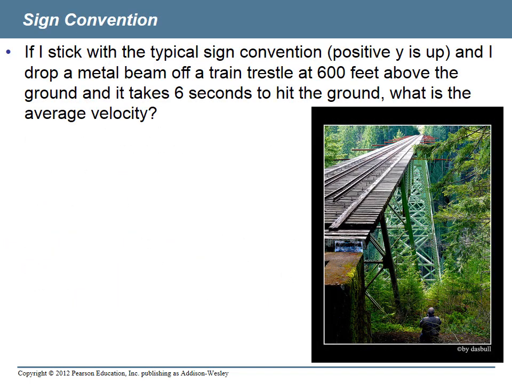If we were to stick with the typical sign convention, where positive y is the upward direction, and we were to drop a metal beam off a train trestle. This is actually a train trestle in Washington State, 600 feet above the ground, and it takes 6 seconds to hit the ground. What is the average velocity?